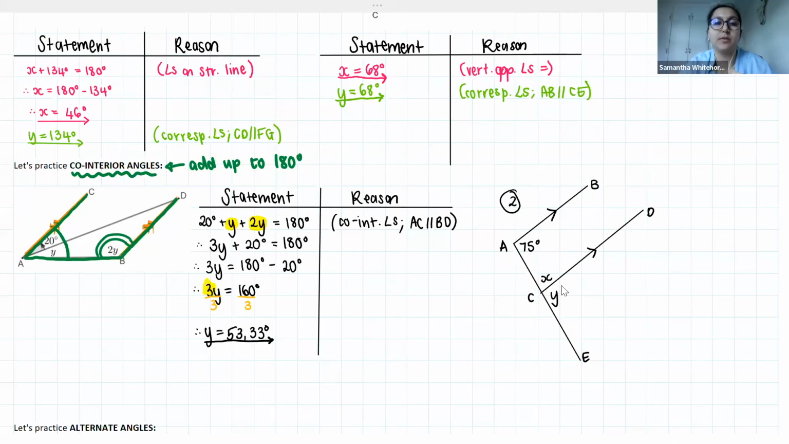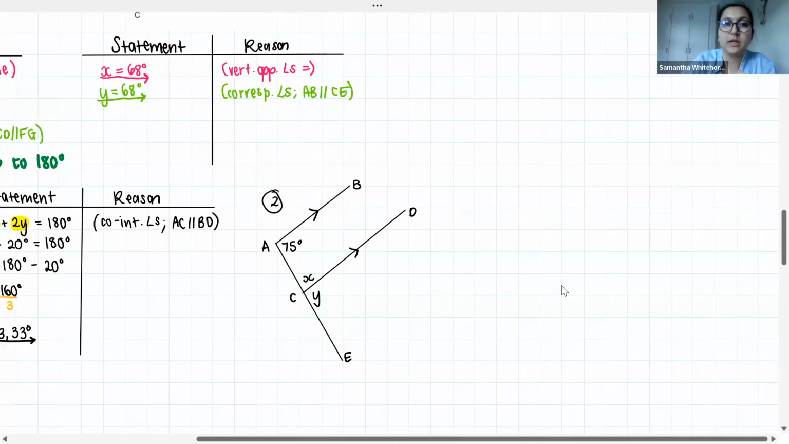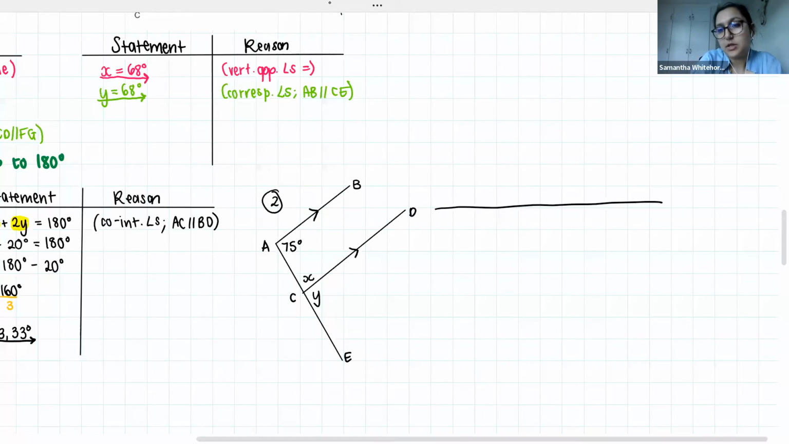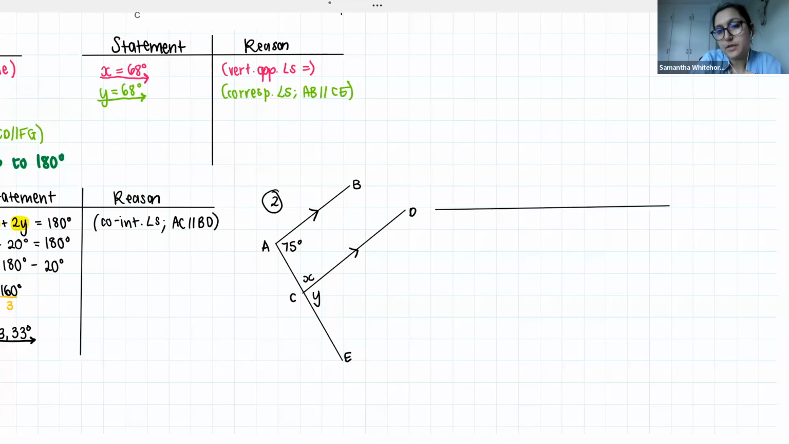Okay, let's have a look. Right, I'll come back and you can take screenshots just now. Remember, set up your page as I've shown you to. Statement, reason.